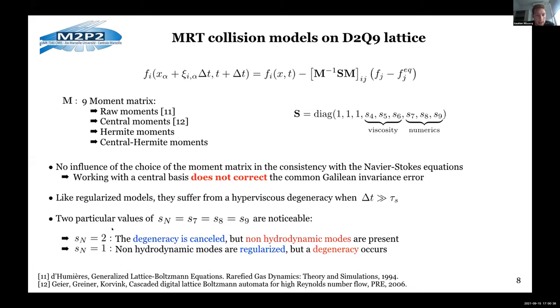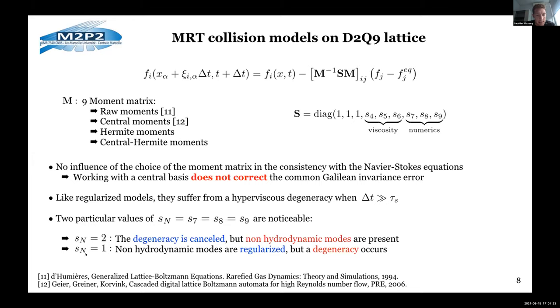And finally, we can see that if we fix the same value to the three numerical parameters, so if we set them to Sn, we can find two particular values that are noticeable. First, if we set Sn equal to 2, we can see that the degeneracy is canceled. This particular value is quite interesting because we recover a correct viscosity with this model, even when delta T is large. But in this particular case, we have non-hydrodynamic modes exactly like in the BGK case. So nothing can tell us that this model can be more stable than the BGK one.